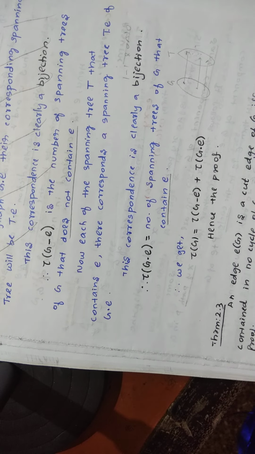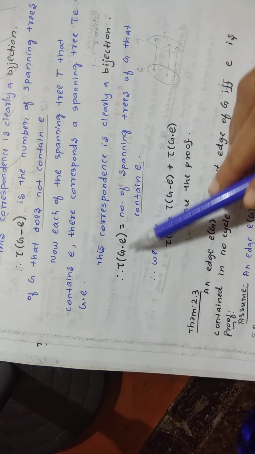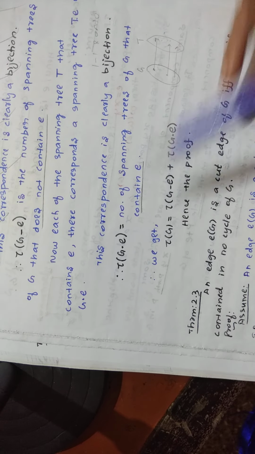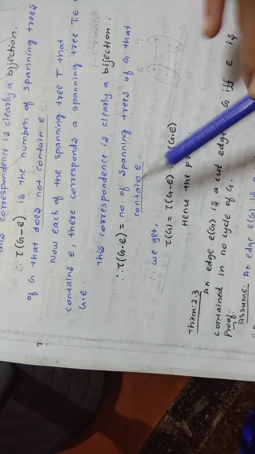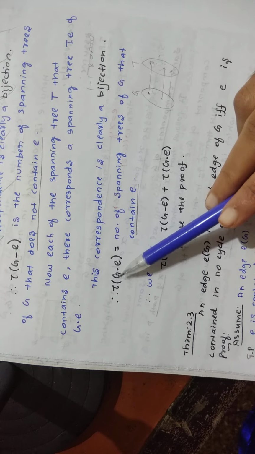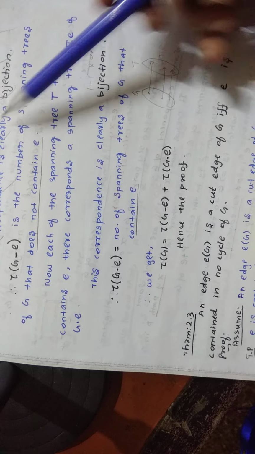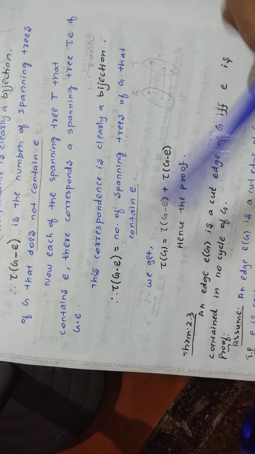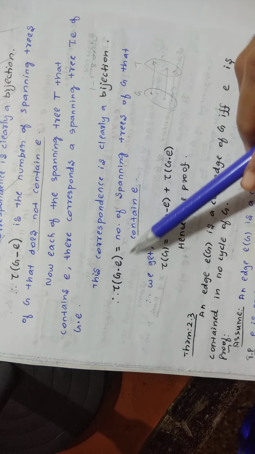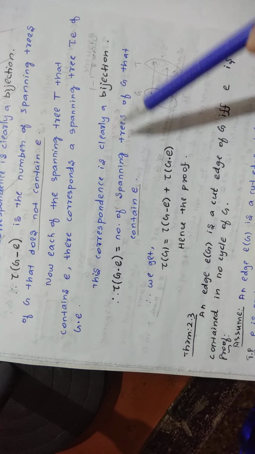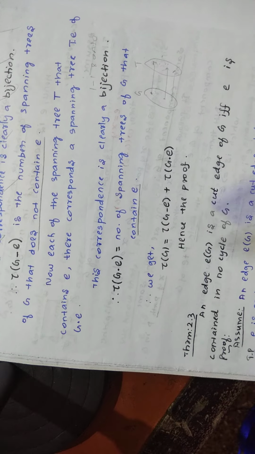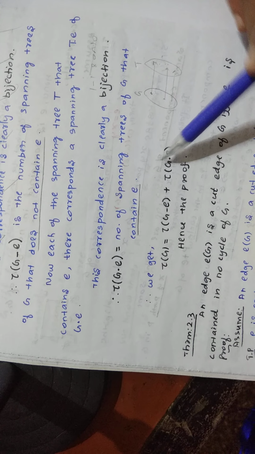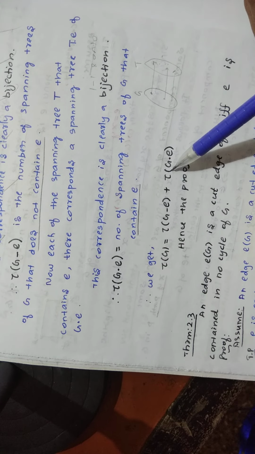So therefore we are saying that tau of G dot E is the number of spanning trees. In G dot E we have what? The edge E. That is what we have written here. Tau of G dot E, everything is our assumption, and finally you are coming to a conclusion. So therefore tau of G dot E is equal to the number of spanning trees of G that contain E. Therefore we get this. Okay, this is what they are asking us to prove. So finally you got that.